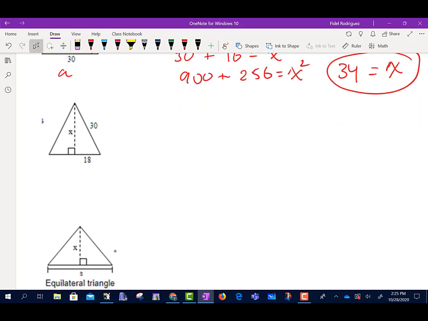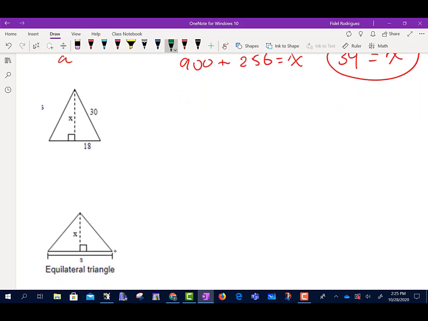So let's take a look at the next one we got here. Again, remember, this is my 90-degree angle. That's my side C. So I'm going to write down my formula: A squared plus B squared equals C squared. Let's call this one here A. So we're going to say x squared plus 18 squared is equal to 30 squared.